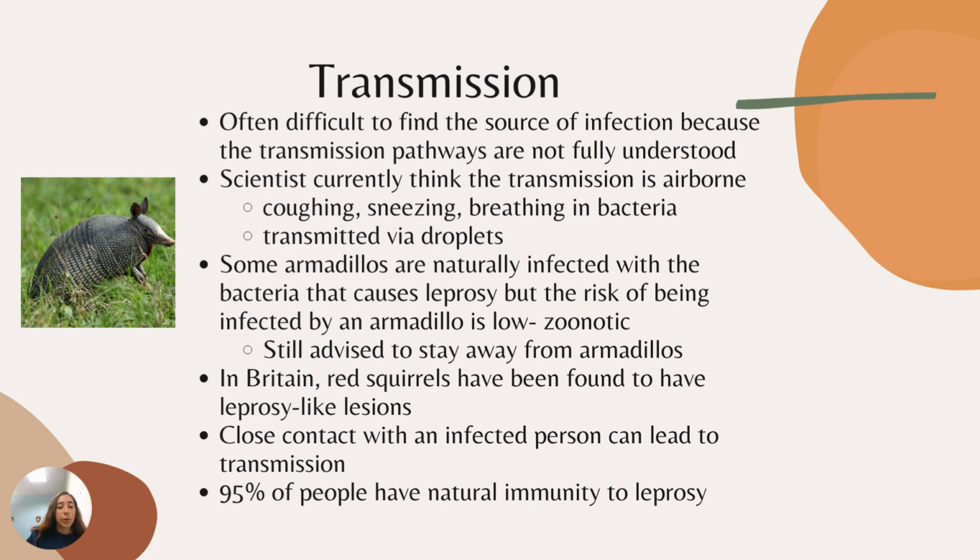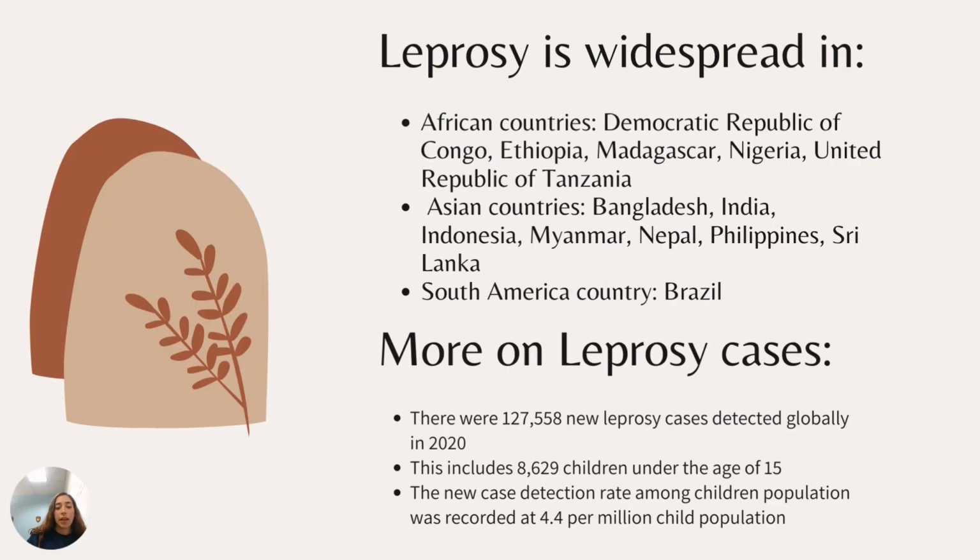In Britain, red squirrels have been found to have leprosy-like lesions. So red squirrels are also a form of transmission in Britain for leprosy. So close contact with an infected person can also lead to transmission. However, 95% of people have natural immunity to leprosy.